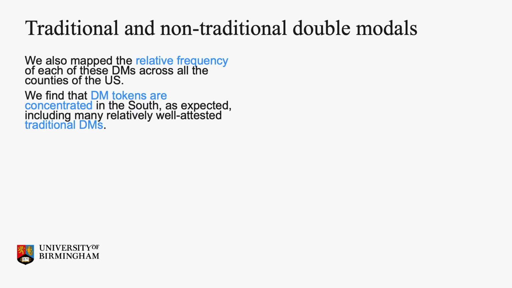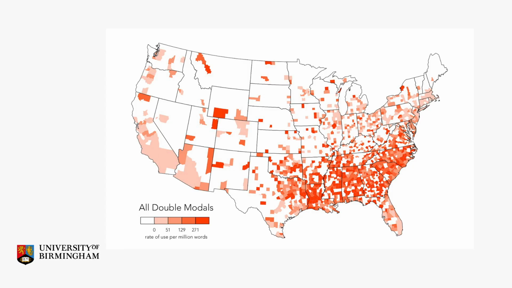The next thing we did is that we mapped their relative frequencies across the counties of the US. So now we're taking advantage of this highly stratified corpus where we have the long and lat of every text. And as we would expect, we find that in general, these are most common in the south of the US. So here's a map of all the double modals in the corpus. This isn't split up by type, and this is just where they occur. And so what you can see here is that they're more concentrated in the southeastern part of the United States, right?